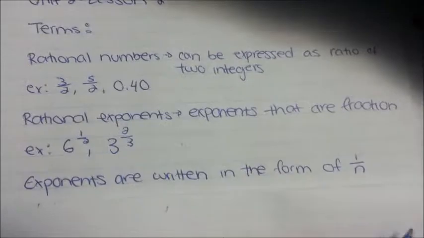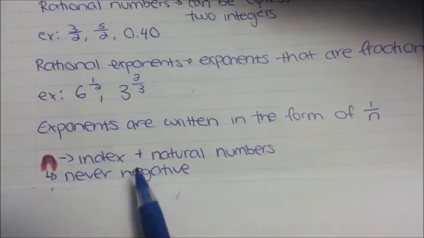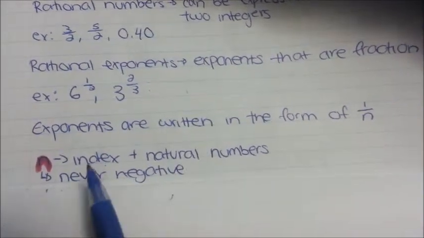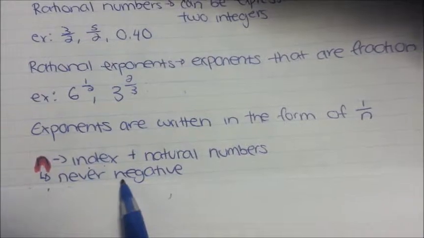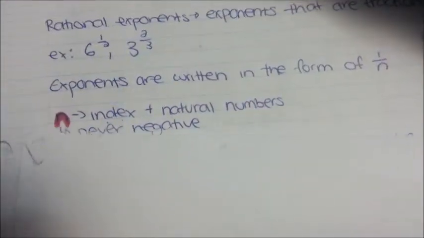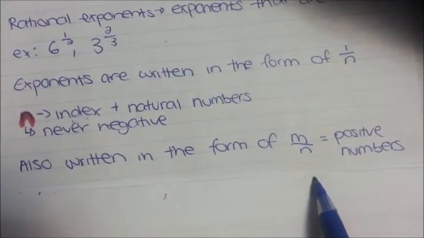Some exponents are written in the form of 1 over n, where n indicates the index, and n is a natural number. And n can never be negative. It always has to be positive. Also, there's another form that it can be written in, which is m over n, where both of them are positive numbers.